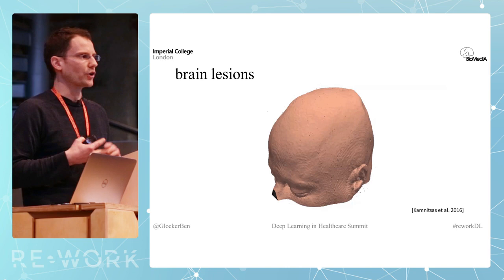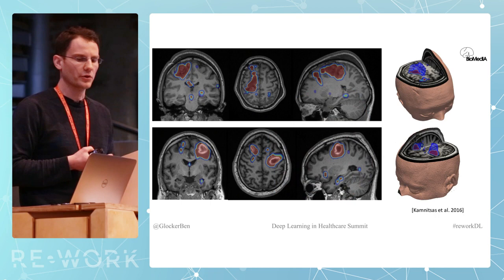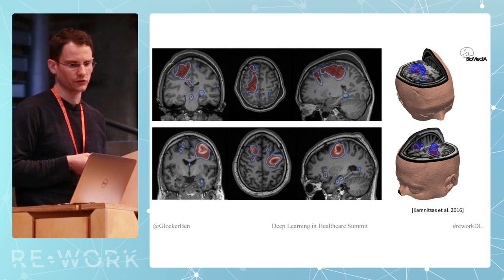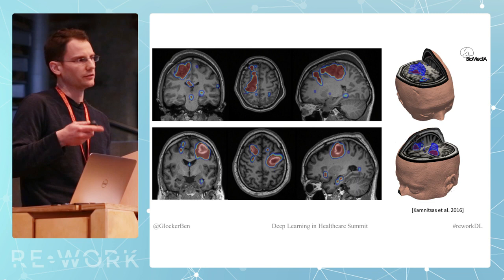So this was done on brain lesions, people that have accidents and thus maybe have contusions in the brain. But it equally works well for things like brain tumors or ischemic stroke lesions. And here's just some visual results. Of course, there's a proper evaluation of this in our publications.